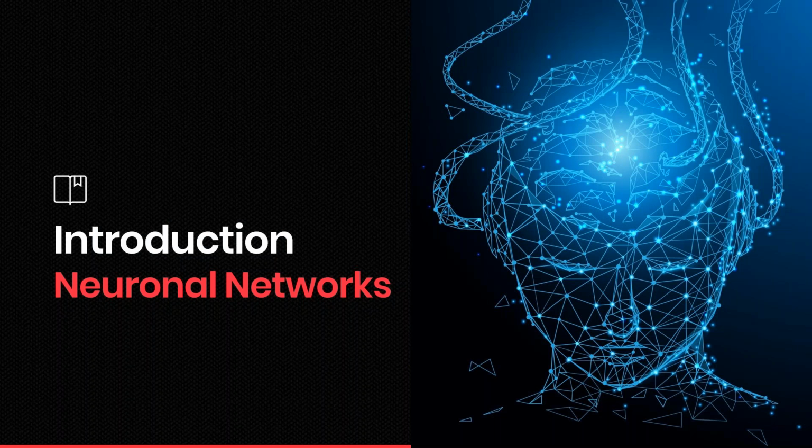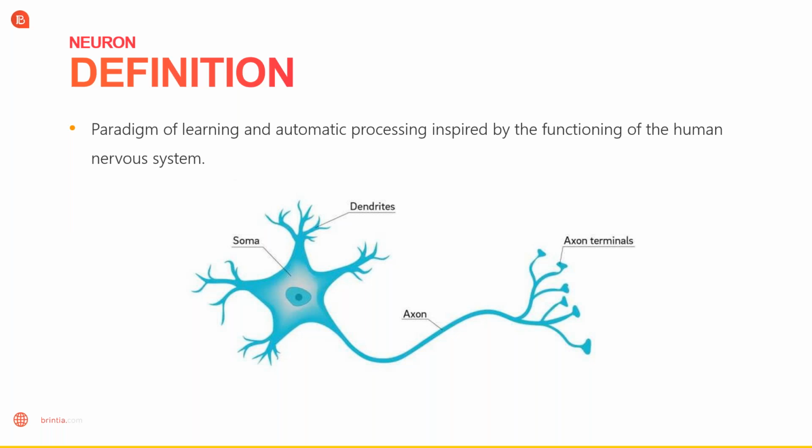Introduction to neural networks. A neural network is a paradigm of automatic learning and processing inspired by the functionality of the human nervous system. Now we refresh the basic biological concept. The process starts when the dendrites capture information in the form of a signal. This information is processed by the soma, distributed by the axon, and sent to the next neuron by the axon terminals.